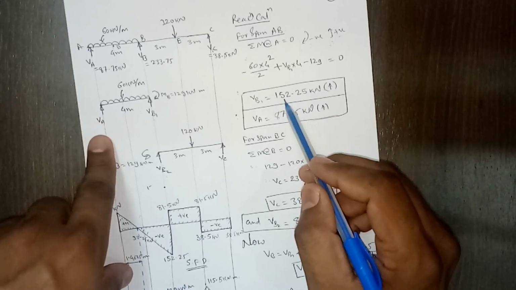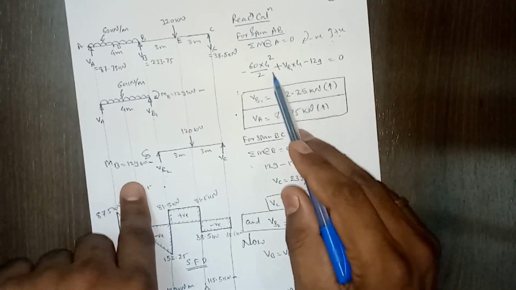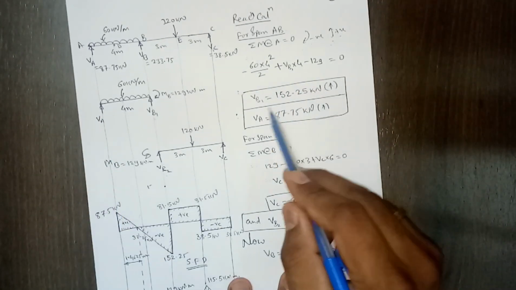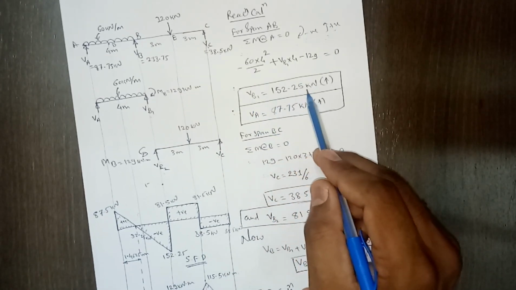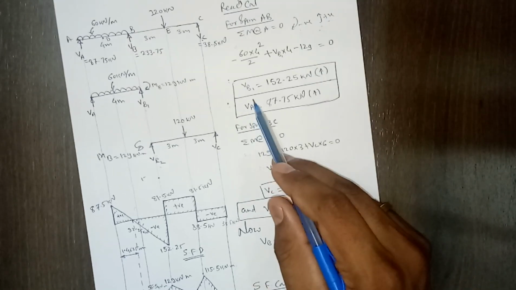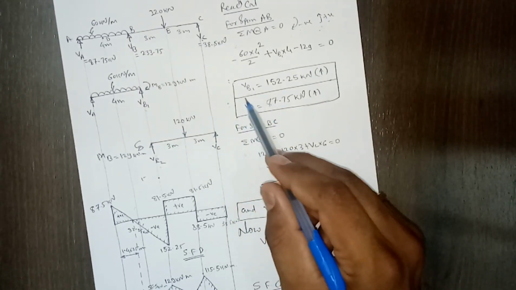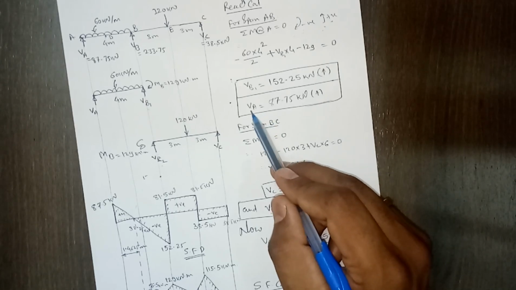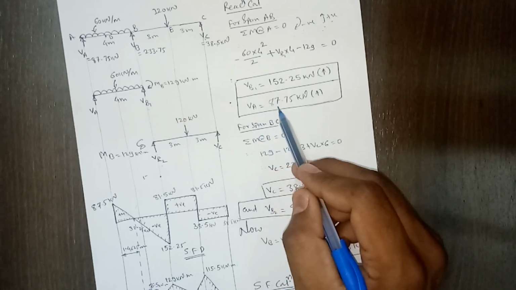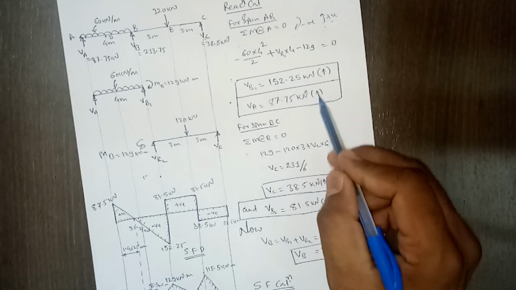Now if you substitute this value, then easily we can calculate VB1. So VB1 is 152.25 kilonewton upward. Then you again use the second condition, that is summation of vertical force equal to 0, and you can calculate VA, which is 87.75 kilonewton upward.